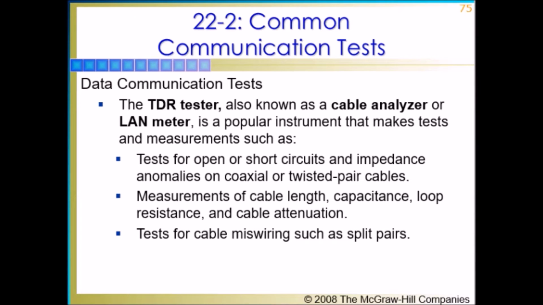TDR tests with an analyzer. Special data communication test instruments are also available. A popular instrument is the TDR tester, also known as a cable analyzer or LAN meter. This instrument is often handheld and connected to the coaxial or twisted pair cable and is able to make tests and measurements, some of which are tests for open or short circuits and impedance anomalies in coaxial or twisted pair cables, measurement of cable length, capacitance and loop resistance, measurement of cable attenuation, and tests for cable miswiring such as so-called split pairs.